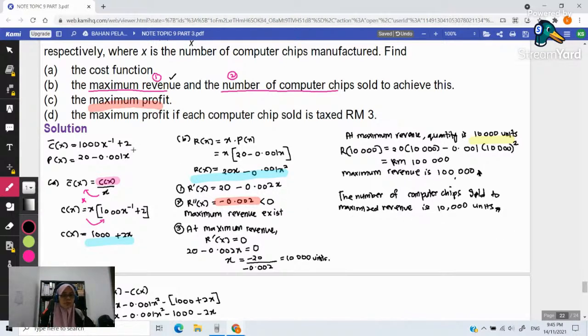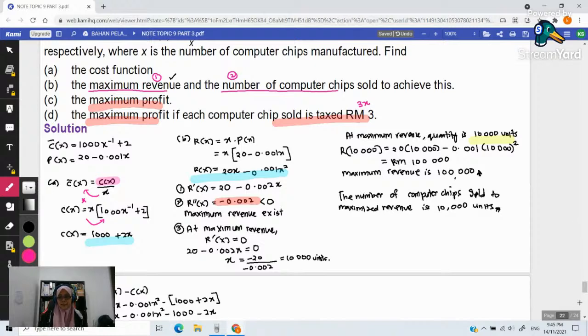So let's look at what is different between question C and question D. Question D also asks you about maximum profit, if each computer chip sold is taxed 3 ringgit. Question D gives you a tax of 3 ringgit on each computer chip sold. That means the tax is represented by 3x. When the company says each computer chip sold is taxed 3 ringgit, that means it will decrease the profit.